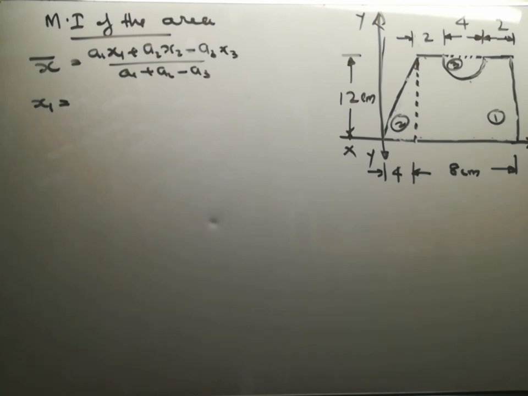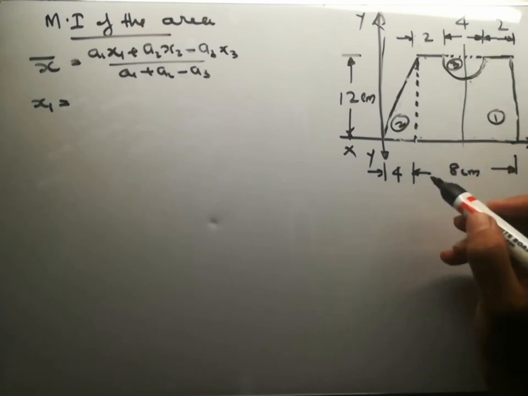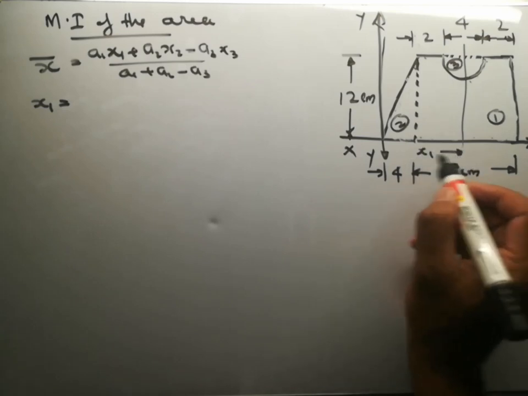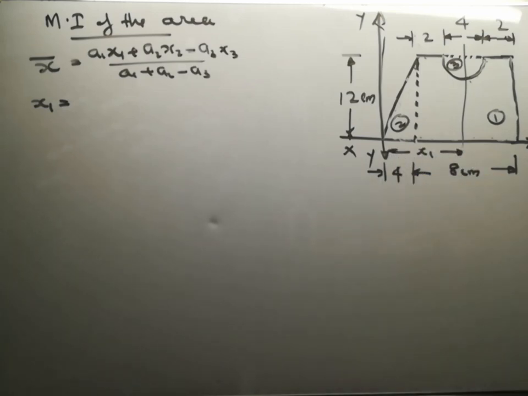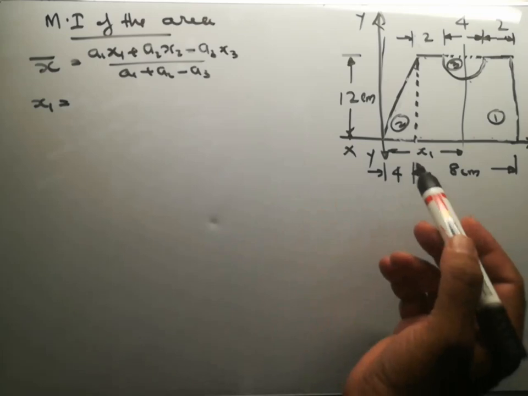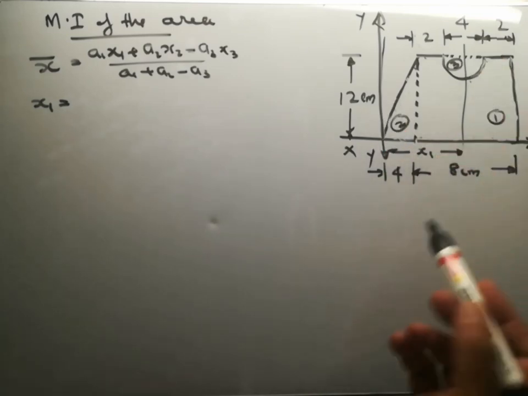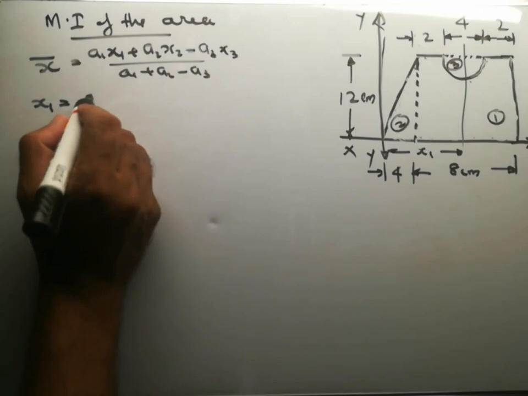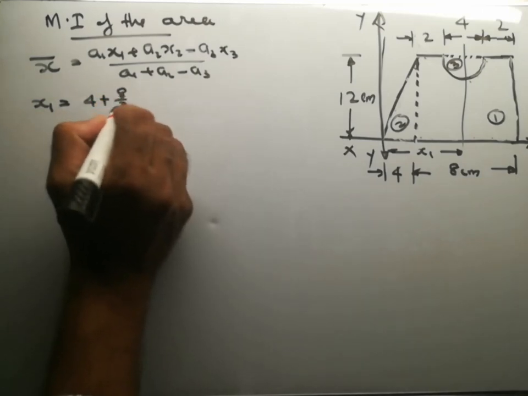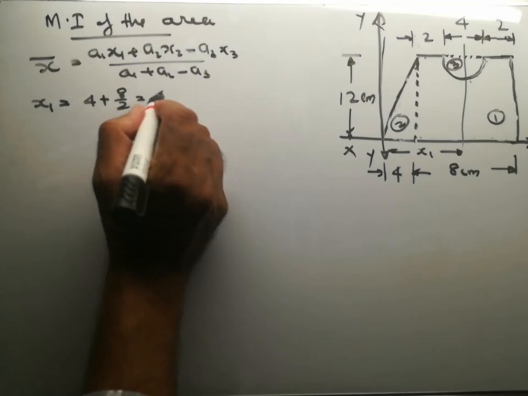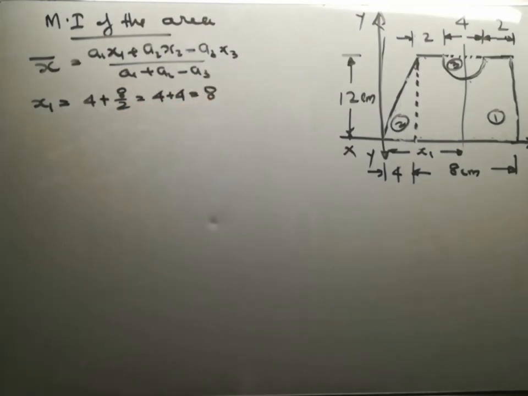x1 equal to, what will be x1? This will be x1. What will be x1? 4 plus 8 by 2. Isn't it? x1 is the distance from the y-axis to the centroid in the horizontal direction. That will be 4 plus 8 by 2 is equal to 4 plus 4 equal to 8 centimeters from the y-axis. So this will be x1. It will be 8 centimeters.